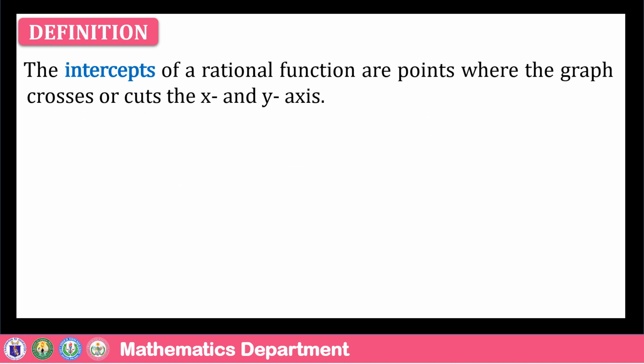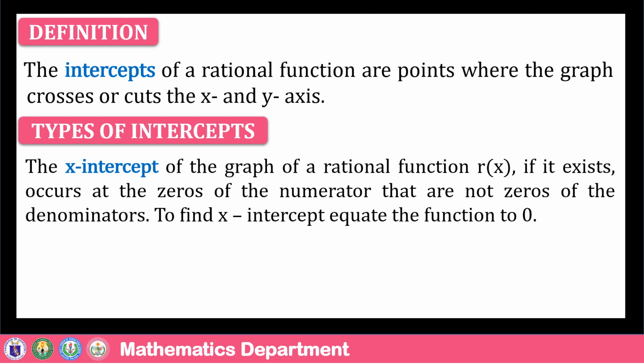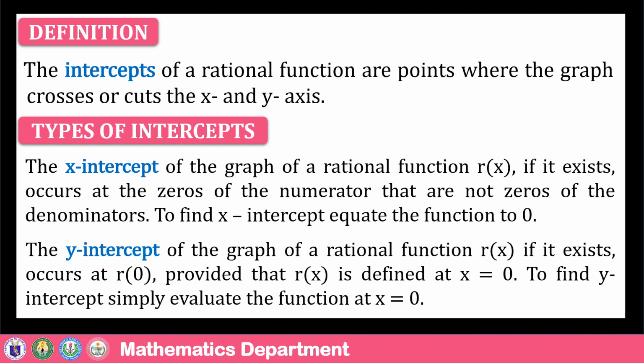Simulan natin sa pag-define kung ano ba ang ibig sabihin ng intercept. The intercepts of a rational function are points where the graph crosses or cuts the x and y axis. Ibig sabihin, ito yung mga points doon sa ating x and y axis na kung saan dumaan yung ating graph. Now, meron tayong dalawang types ng intercept. The first one is the x-intercept and the second one is the y-intercept.